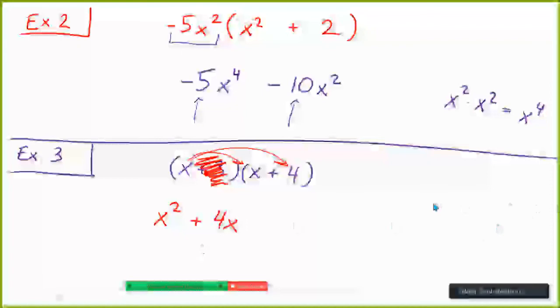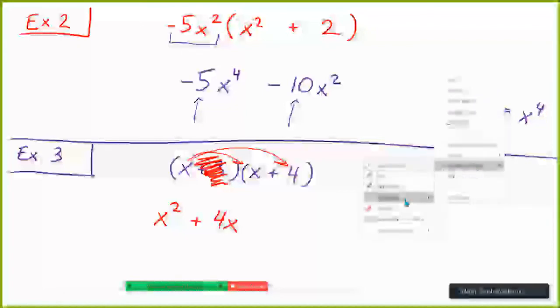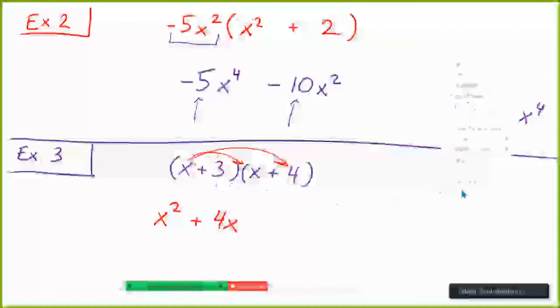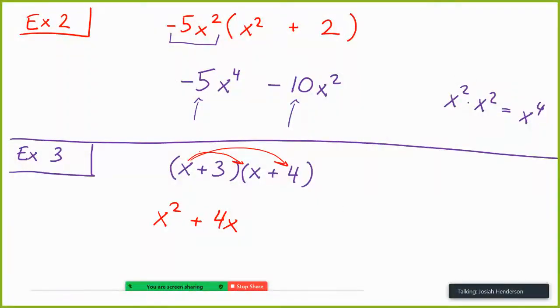And now I want to uncover my plus 3 and deal with that. I haven't dealt with that yet. So now it's 3 times x and 3 times 4. So that gives me a plus 3x and plus 12.